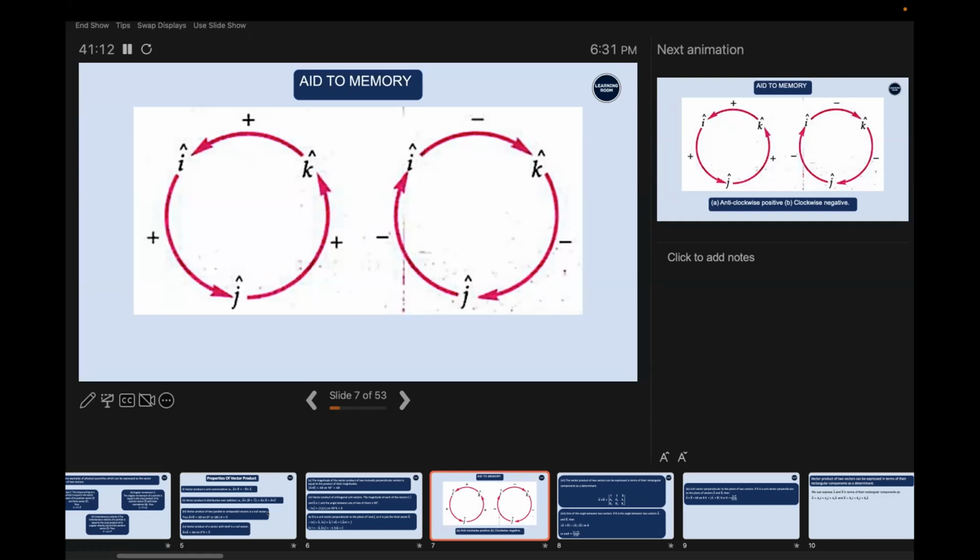Don't write them in clockwise and apply this rule, you get it wrong. Meaning, don't write i here and j here and k here. No. i here, j should be at the bottom, k should be here. This is the right way to write.